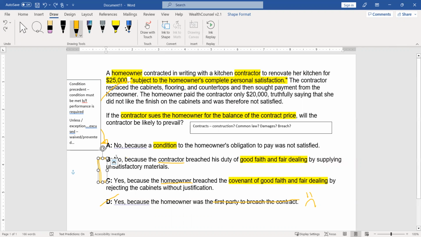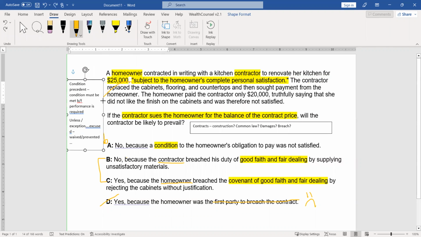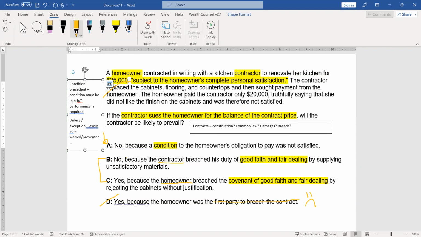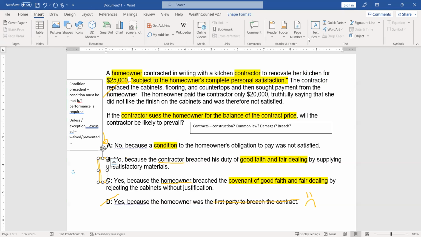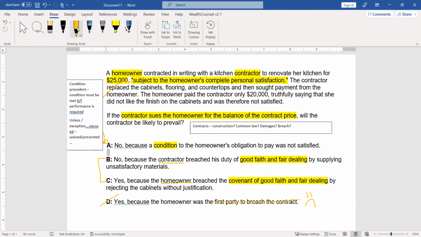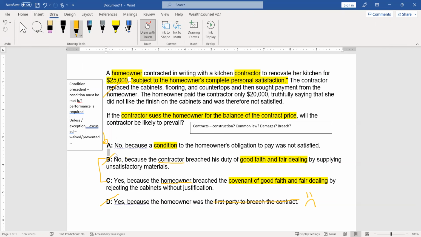because if he had, they would need to give it to you in the fact pattern itself, and that hasn't been the case. So we would want to cross out B. Cross that out because there's no indication of his bad faith.